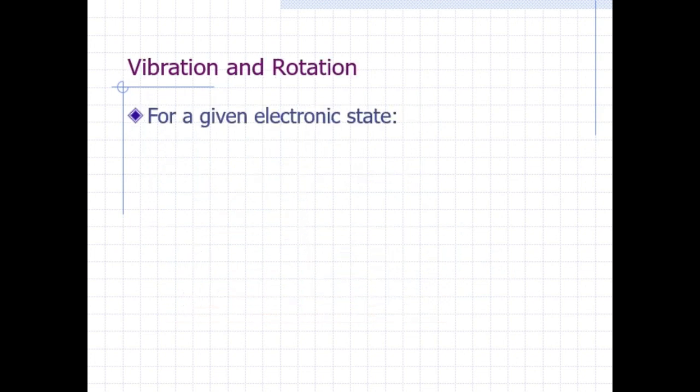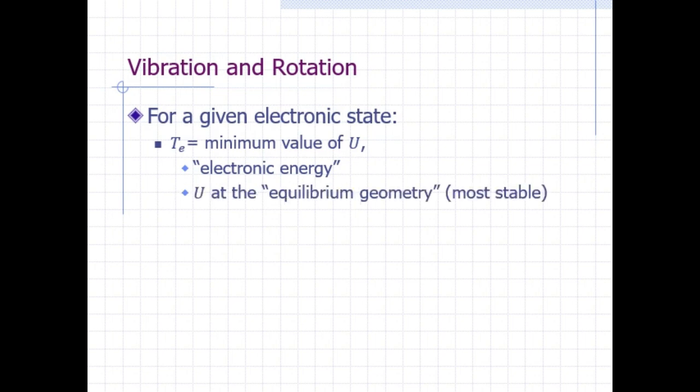For a given electronic state, the symbol T sub E is typically used to represent the minimum value of U. It is customary to refer to T sub E as the electronic energy for that state. We associate low potential energy with stability. So, the minimum value of U is associated with what is called the equilibrium geometry of the molecule. Note that although T sub E is called the electronic energy, it is in fact a sum of the eigenvalue obtained by solving the electronic Schrödinger equation and the potential energy due to internuclear repulsions at the equilibrium geometry.